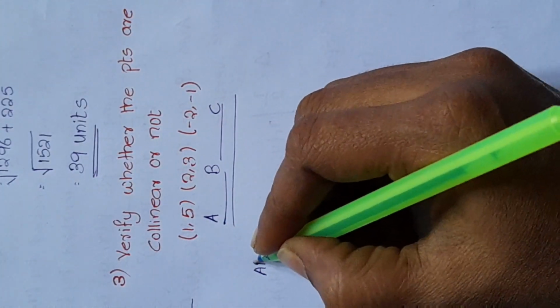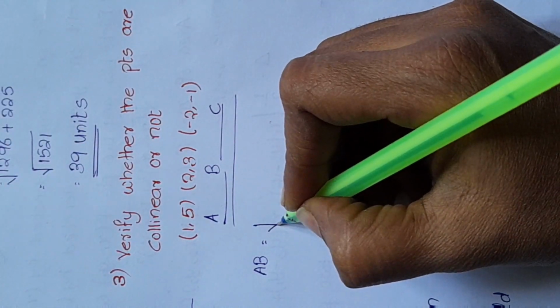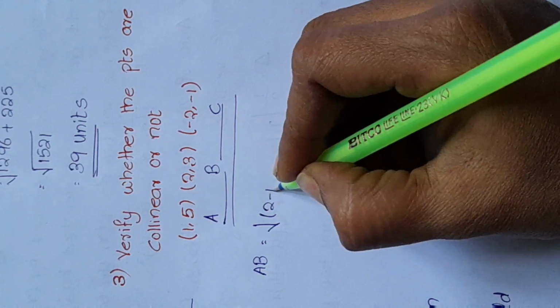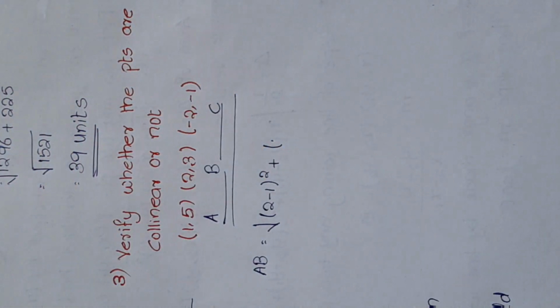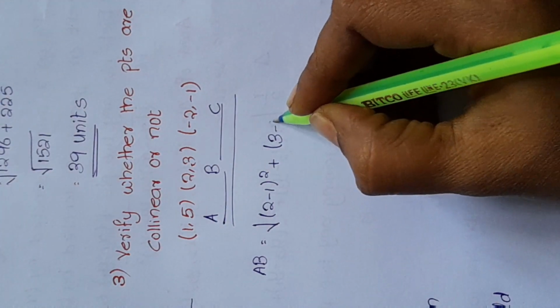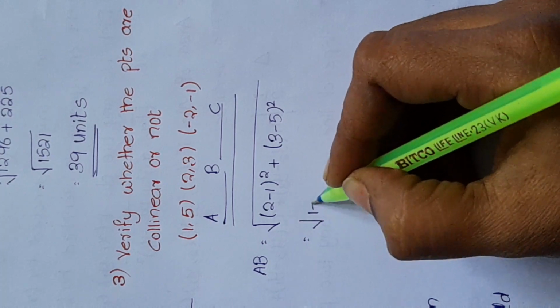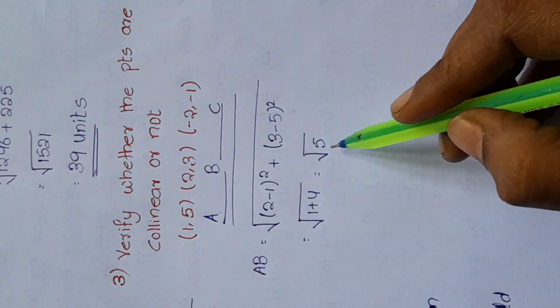Now let us find the distance between the points A and B by using the distance formula, square root of (x2 minus x1) whole square plus (y2 minus y1) whole square. That is (3 minus 5) whole square. We get the value as root of 1 plus 4, which is equal to root 5. So the distance between the two points AB is root 5.